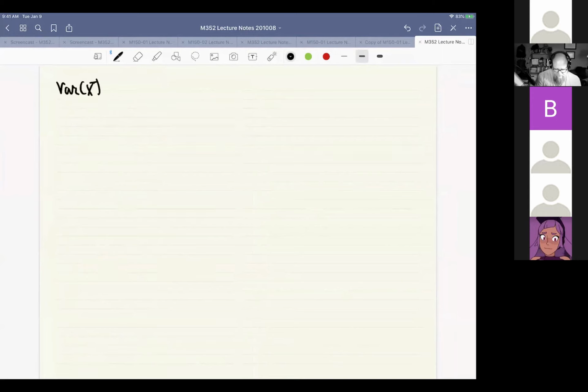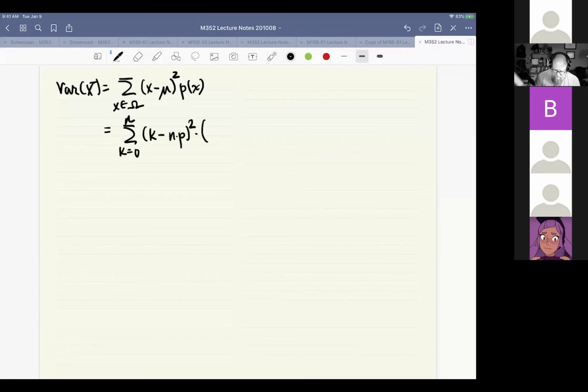The variance of X, okay, that's the sum over all the possible outcomes of, oh yeah, this is gonna be gross, of the outcome minus the mean squared times the probability of the outcome. So I'm just gonna write this as the sum as k goes from 0 to n of (k minus n times p) quantity squared, times n choose k times p to the k times (1 minus p) to the n minus k. So this is the expression in all its glory to calculate the variance.